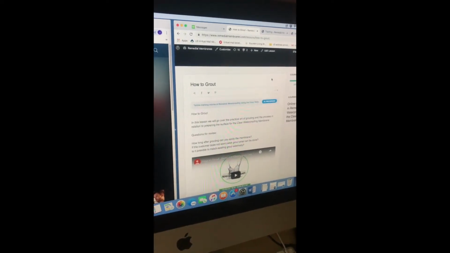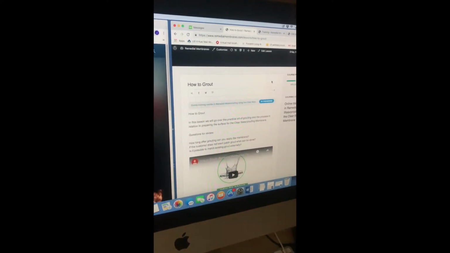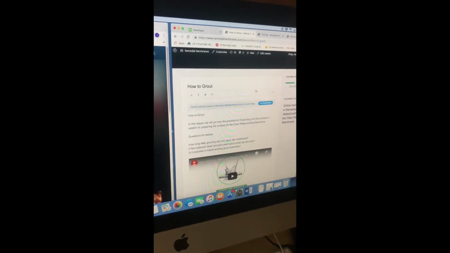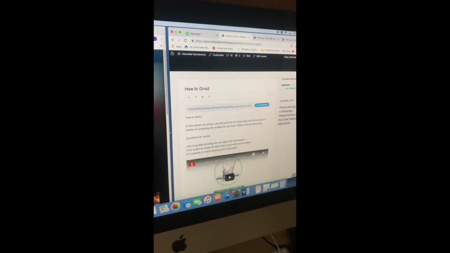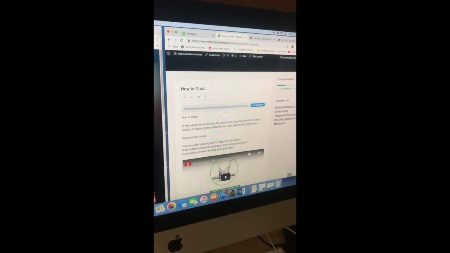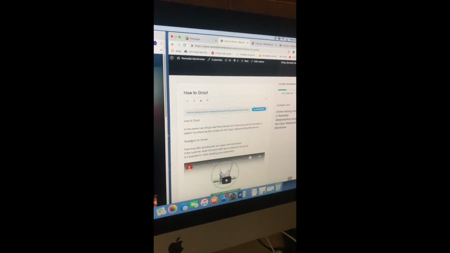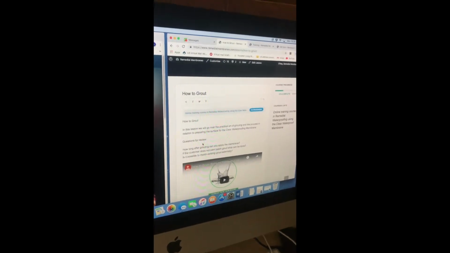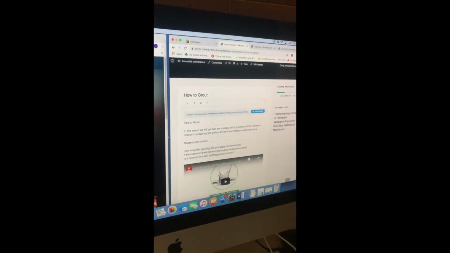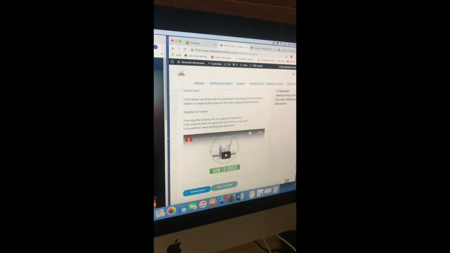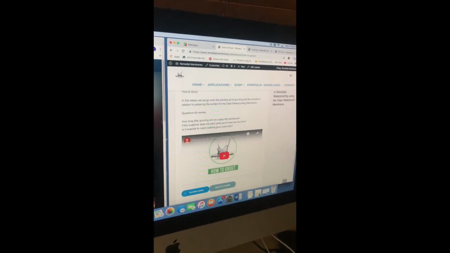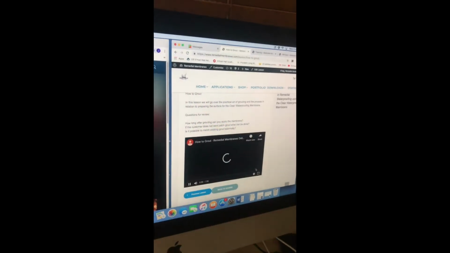Okay, so I'm just going to run through with you what the lessons are going to look like and how they're going to progress. So at the top here you see how to grout, that's going to be a lesson title. It's going to give you some information in here about what your lesson's about. It's also going to give you the questions for review so that you know what questions are going to be asked after the video.